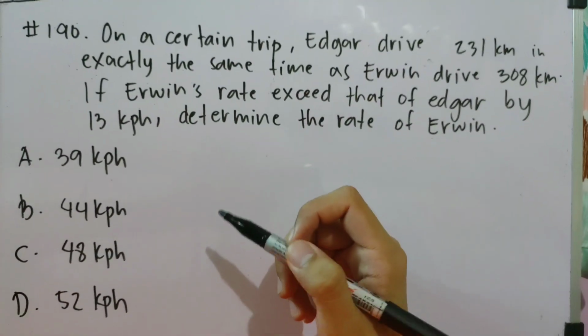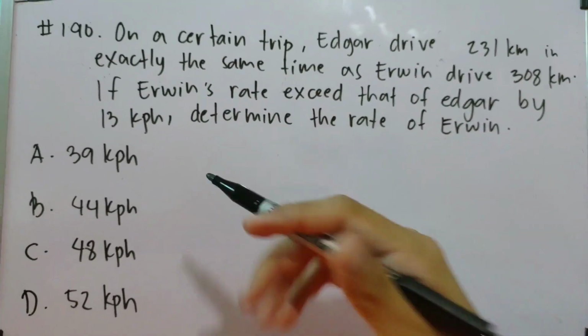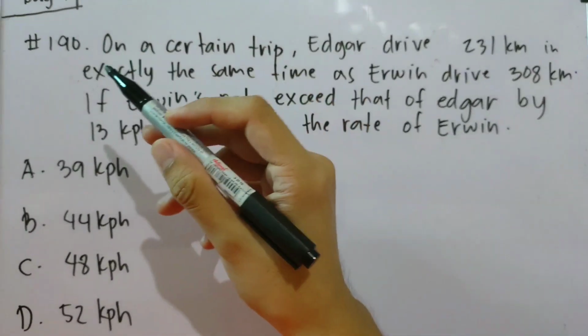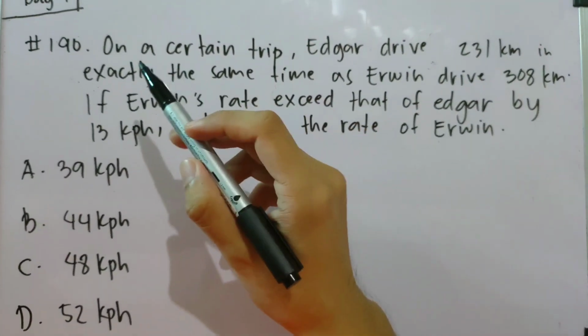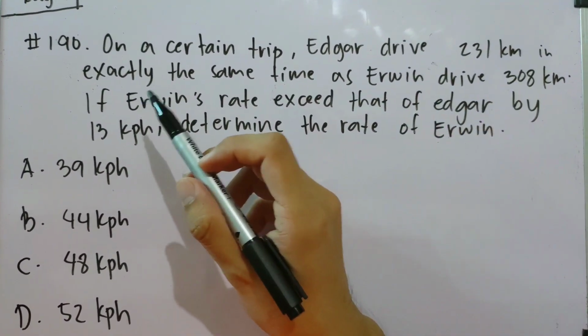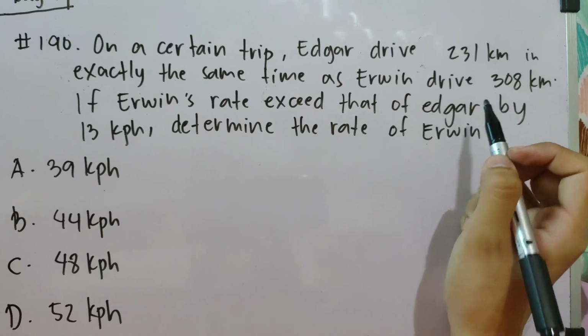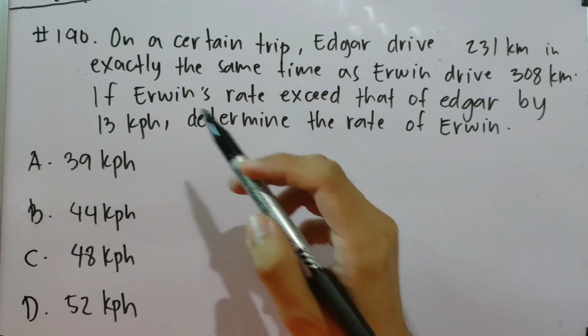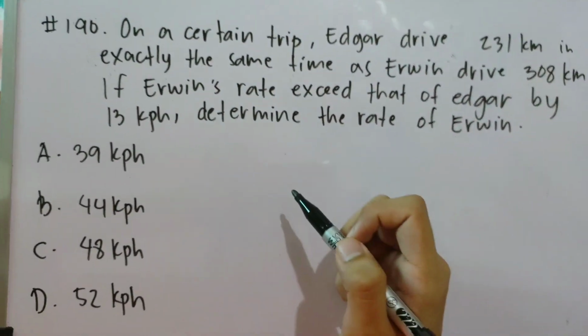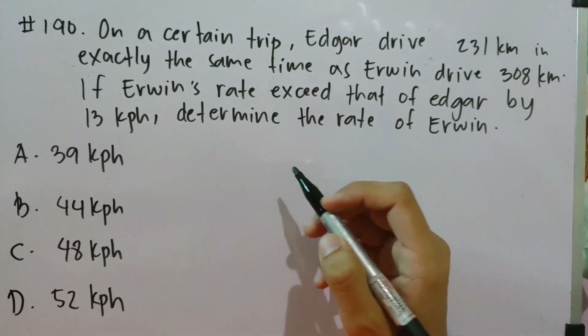So, ito na yung last na problem natin para sa video na to. At ito na rin yung last na problem for day 4. So, it's number 190. On a certain trip, Edgar drive 231 km in exactly the same time as Erwin drive 308 km. If Erwin's rate exceed that of Edgar by 13 kph, determine the rate of Erwin.